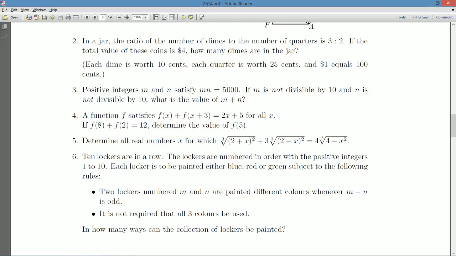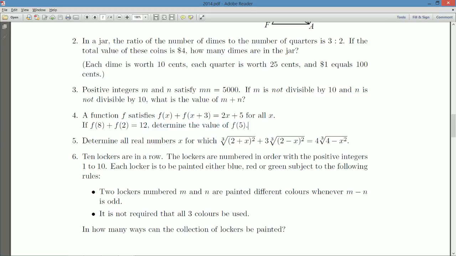But question number 4. A function f satisfies f of x plus f of x plus 3 is equal to 2x plus 5. Okay. So we don't quite know what it is, but we know the sum of f of x and f of x plus 3 has a nice relationship with the value of x that we're talking about. So this works for all x. If f of 8 plus f of 2 is equal to 12, so if we add those two we get 12, determine the value of f of 5. Okay. So we sit here and we think, how can we approach this? How can we get f of 5, knowing f of 2 and f of 8?